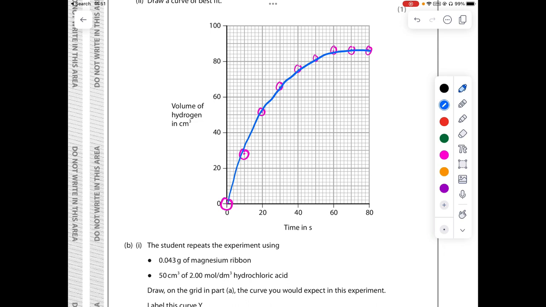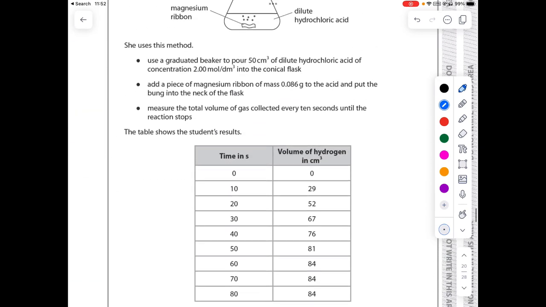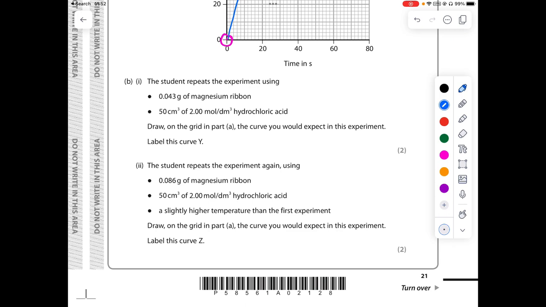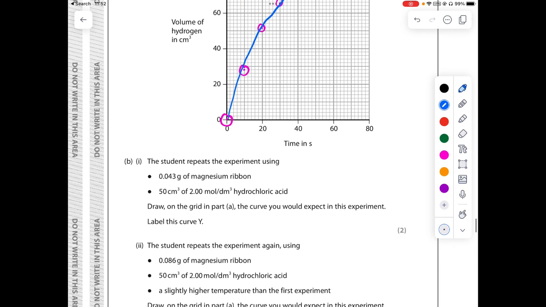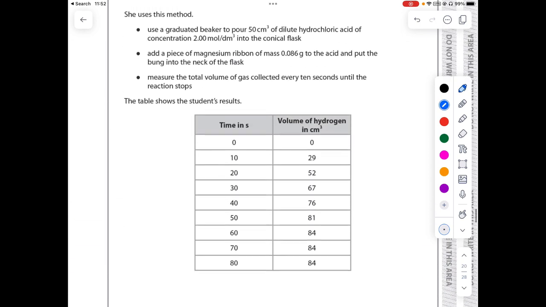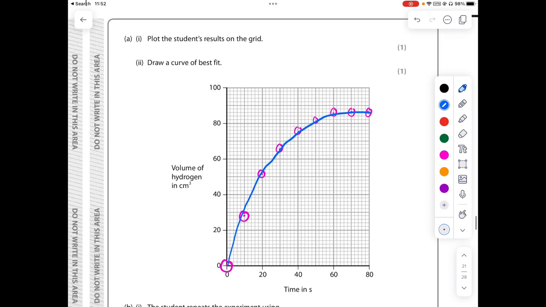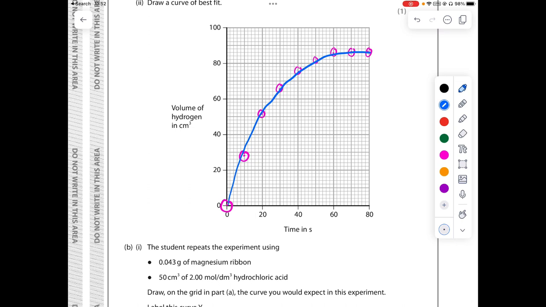Next, what else is asking? The student repeats the experiment using 0.043 grams of magnesium ribbon, 50 centimeter cube of 2 mole. Draw on the grid the curve you would expect in this experiment and label it as Y. Now, what is happening over here? 50 centimeter cube. And previously, how much have we taken over there? It's same 50 centimeter cube, 2 mole per dm cube. So, what are we going to do now? How much of magnesium? 0.043 grams. And previously, it was 0.086 grams. Now, it is 0.043 grams. So, it has to be below, the lesser one. So, somewhere over here. And mark it as Y.